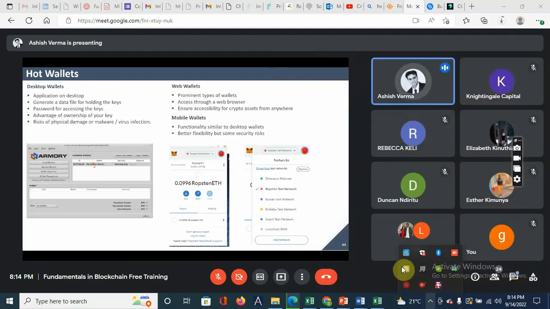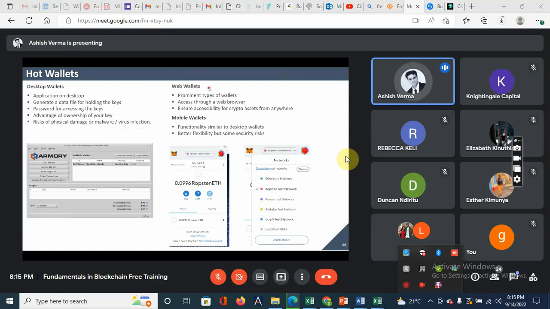This is an example of a desktop wallet. This is one of the wallets known as Armory. Its application on desktop generates a data file for holding the keys, and the password for accessing the keys remains on your system. The advantage is ownership of your key, but there is a risk of physical damage and malware or virus infection because it resides on your laptop itself.